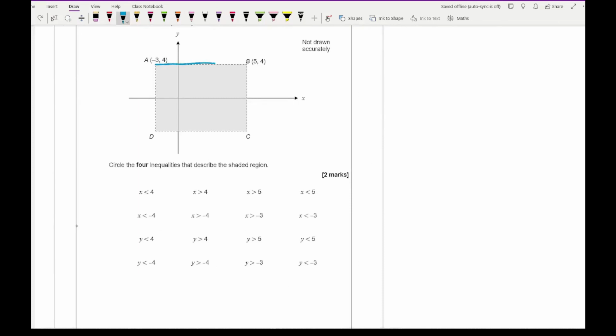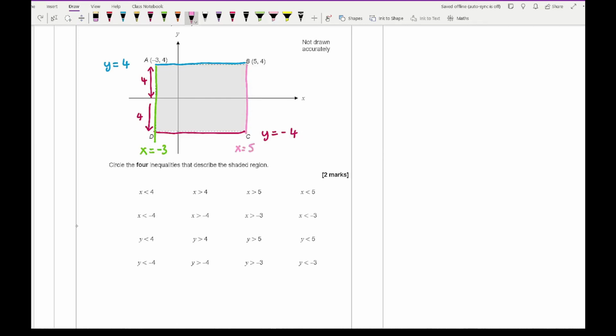So this line here is going to be y equals 4. This line here is, well, if it's a line of symmetry, this distance here is 4, which means that this distance here is also going to be 4. So that's going to be at y equals minus 4. Then looking at this line here, this green line, that's going to be at x equals minus 3. And this line here is x equals 5.